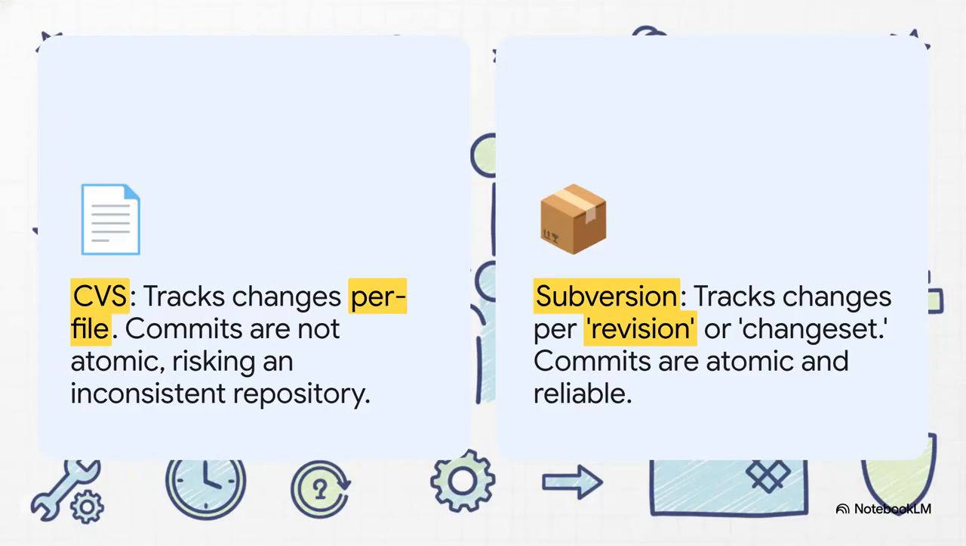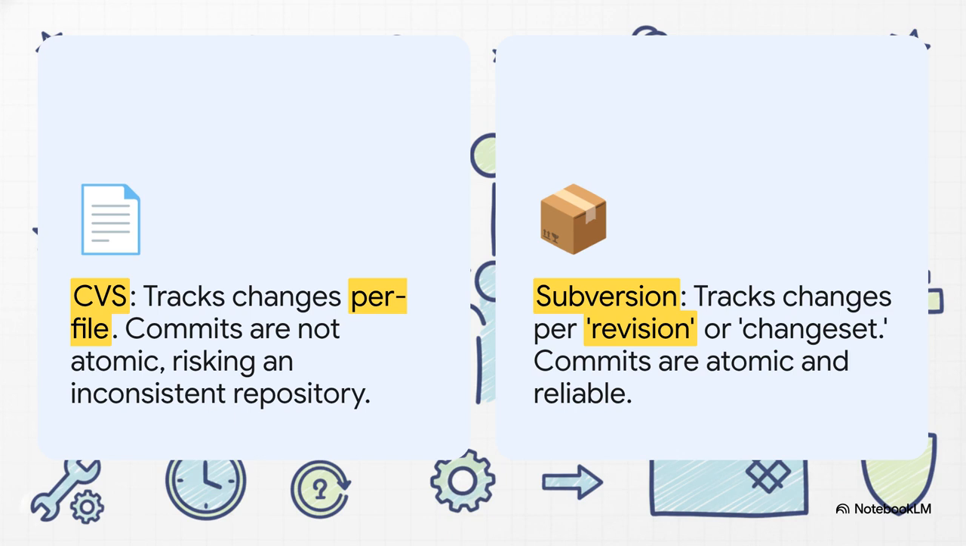Let's look a little closer at that jump from CVS to Subversion, because it was a big deal. The key difference is all about how each system thinks about changes. In CVS, changes are tracked file by file. So if you change 10 files, the system would log 10 separate little history updates. Subversion, on the other hand, introduced the idea of an atomic revision or change set. What this means is that all 10 of your file changes get bundled together into a single all-or-nothing transaction.